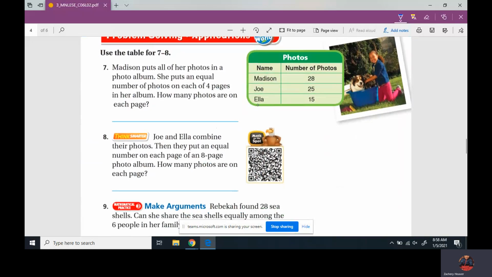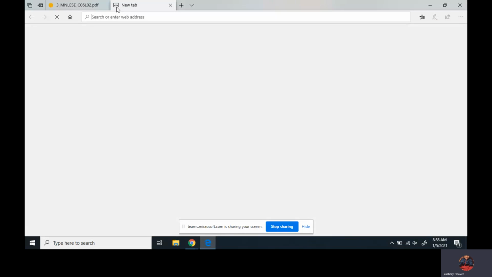Madison puts all of her photos in a photo album. She puts an equal number of photos on each of 4 pages in her album. How many photos are on each page? So here's Madison. She has 28 photos. She wants to put them on 4 pages. Okay. Let me actually just open up this.